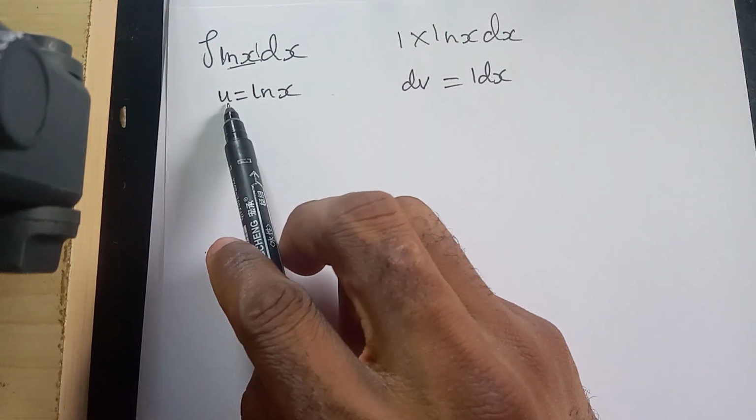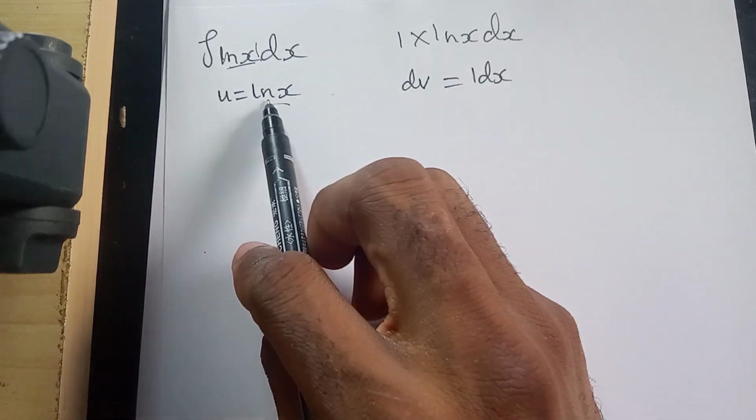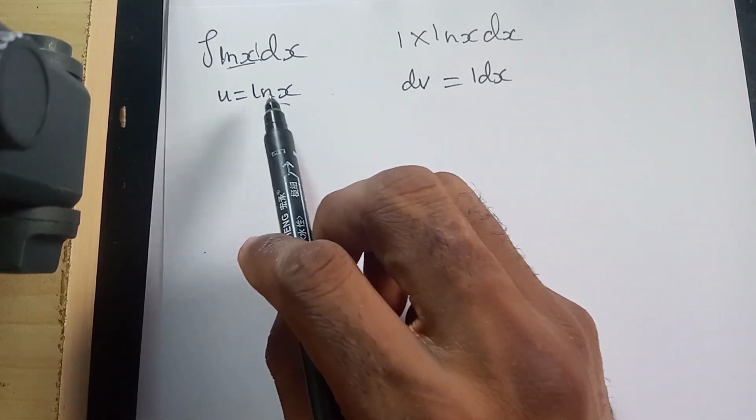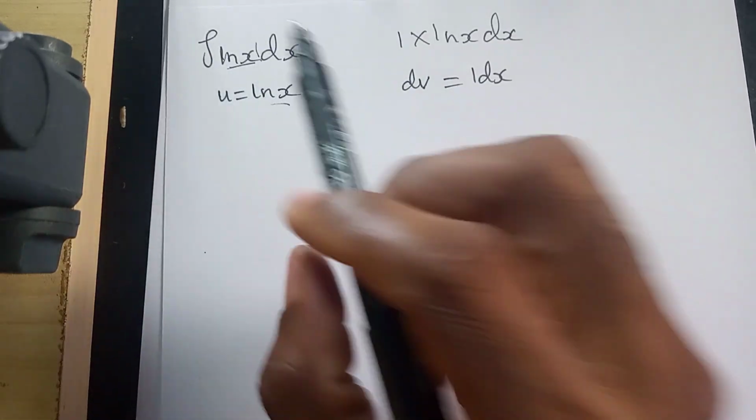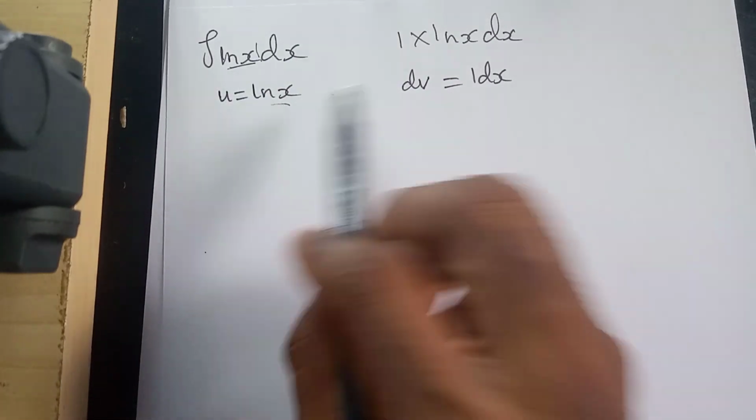So I decided to choose this as my u because it's much easier to differentiate. Imagine integrating this, because that's just what we have there. So there's no way you choose this as your dv.